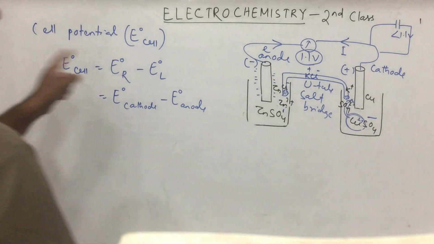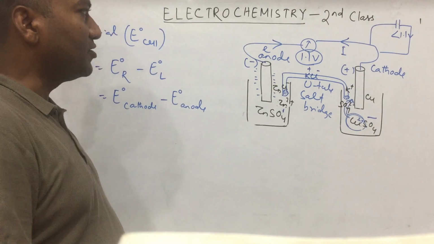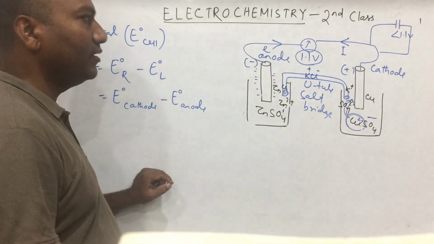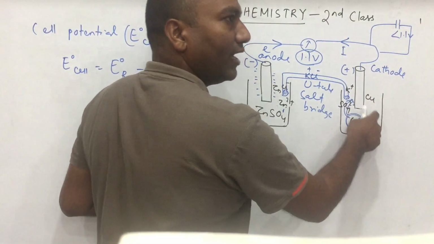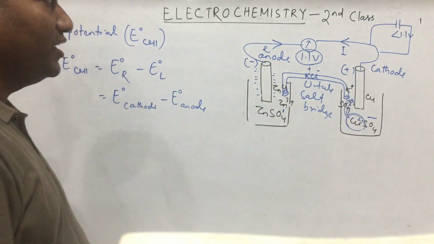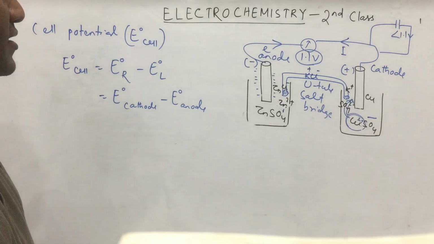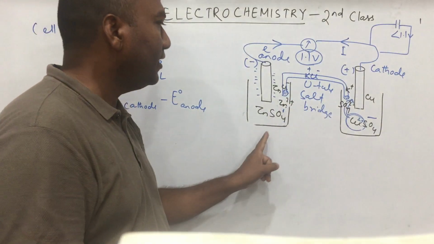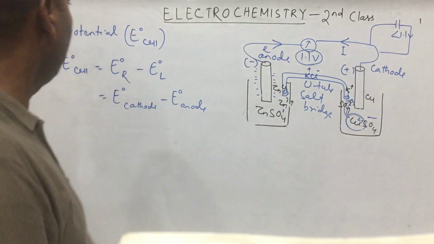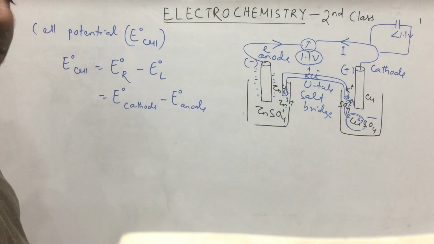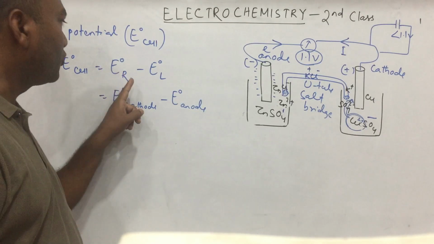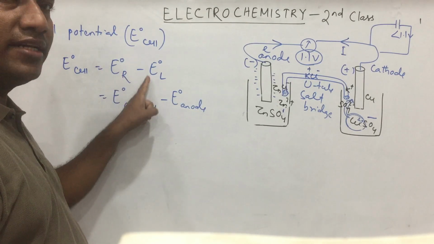Okay, so what is cell potential? The definition is that it is the potential difference developed between cathode and anode. This is called cell potential. Clear? So its formula will be like this: standard reduction potential of right hand side minus left hand side.